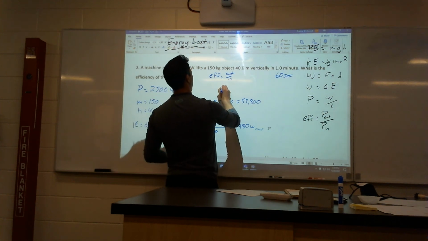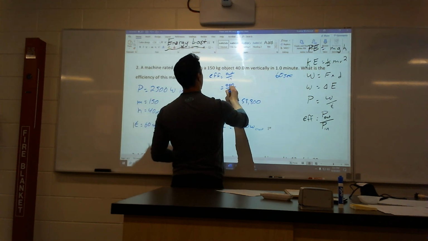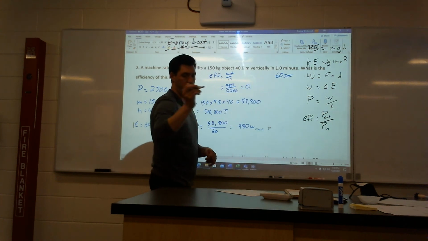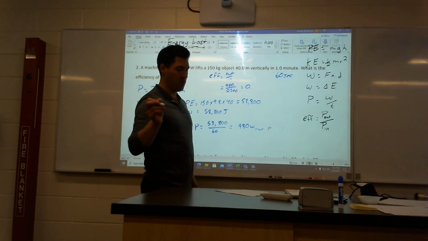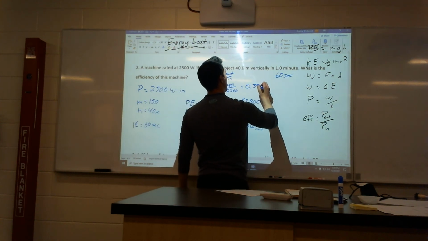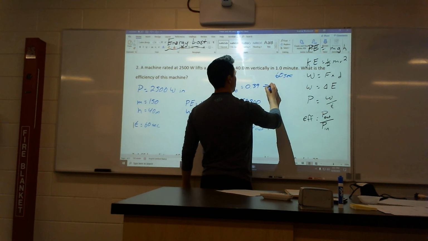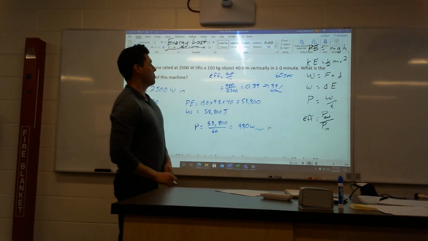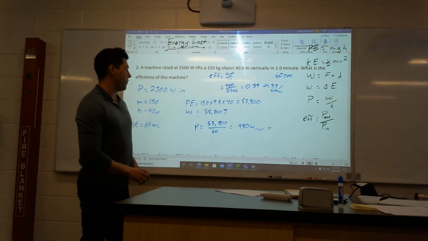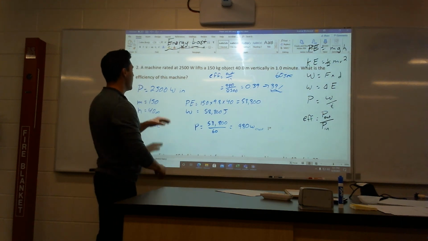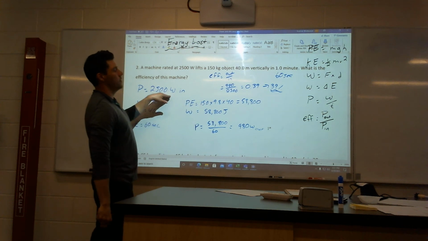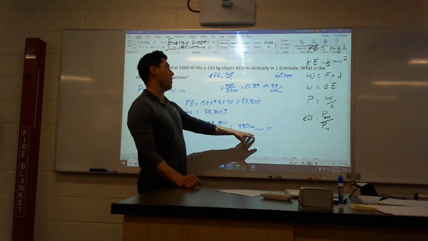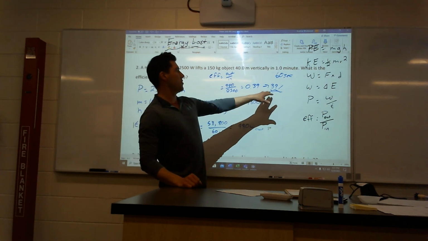Efficiency here is going to be my 980 over 2,500. And so I get 0.39, or 39%. So this machine was 39% efficient, okay? It was given 2,500 watts of power, but it only ended up actually doing 980 watts of power. And so it was 39% efficient.